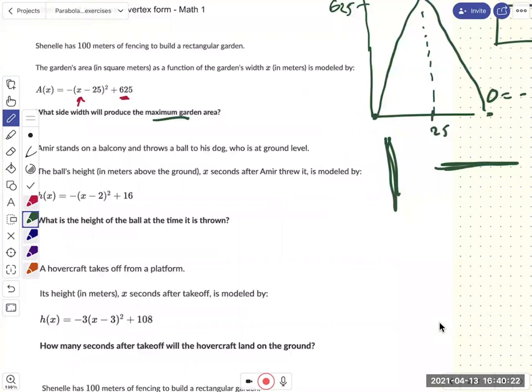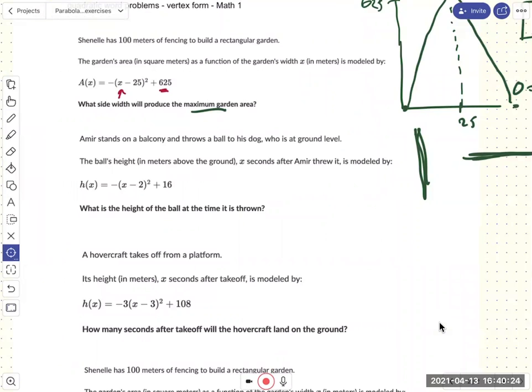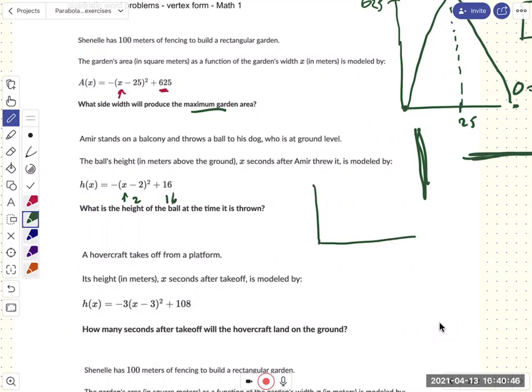Look at the second one. Okay, he stands on a balcony. So he's not going to be at 0. His dog is down on the ground. So what's the height? Okay, so again, when we look at this, you have this vertex form. You say, so the vertex is going to be at 2, 16. Okay, so 1, 2. It's going to be at 16, level 16. So that's going to be the highest the ball is.